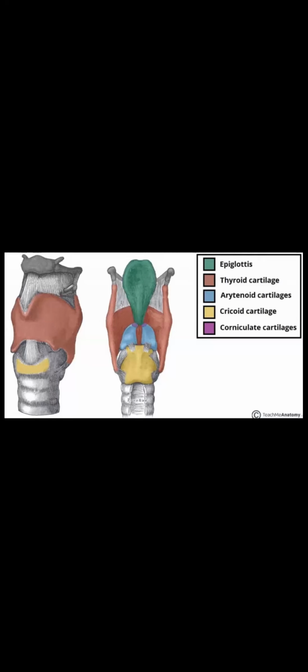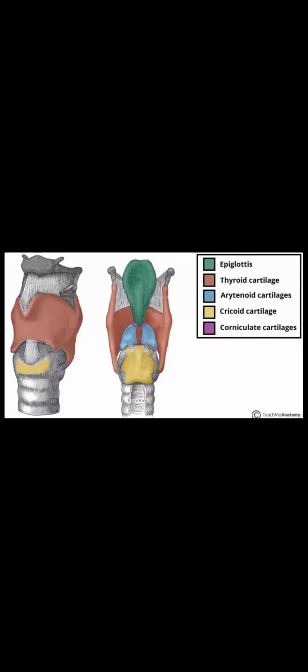You have three single cartilages. First one is the thyroid cartilage, as you see here. This is a single thyroid. Then the second one is the cricoid. Then the third one is the epiglottis. So from above to below, you have epiglottis, thyroid, and cricoid. You have a single thyroid, a single epiglottis, and a single cricoid.